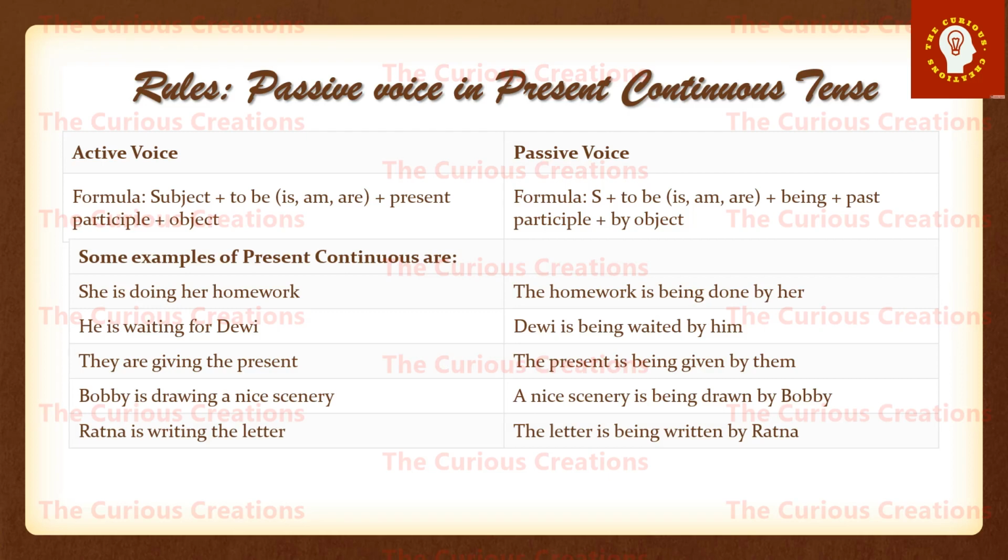Please note that by is needed to add the subject of active voice as the object in the passive form. One more thing to be kept in mind is that, while changing the continuous tense to passive voice, being is added just before the past participle.